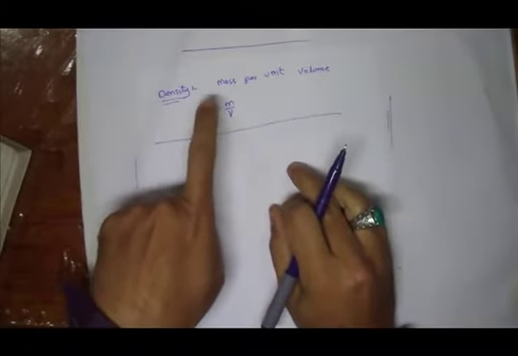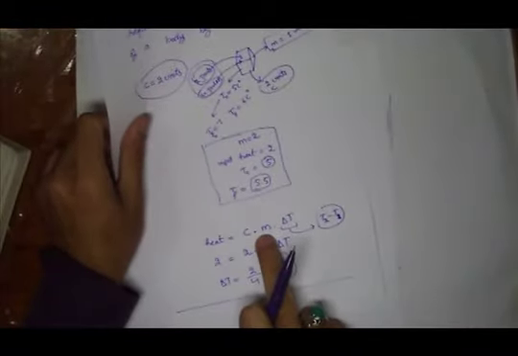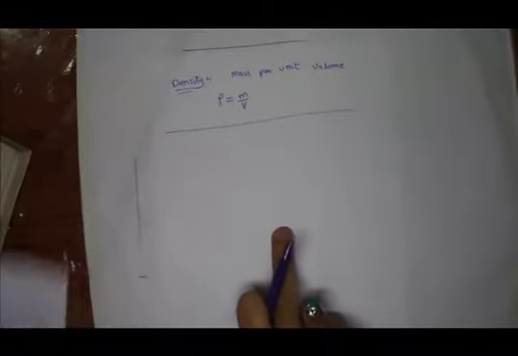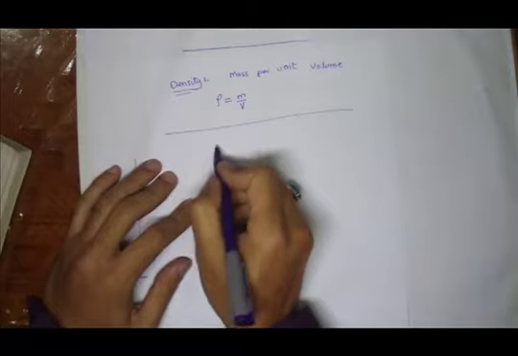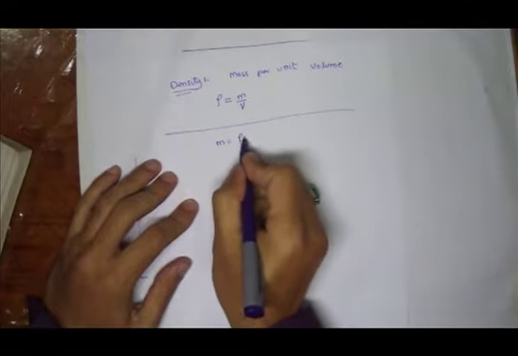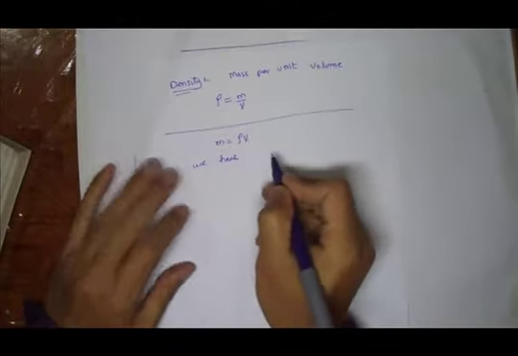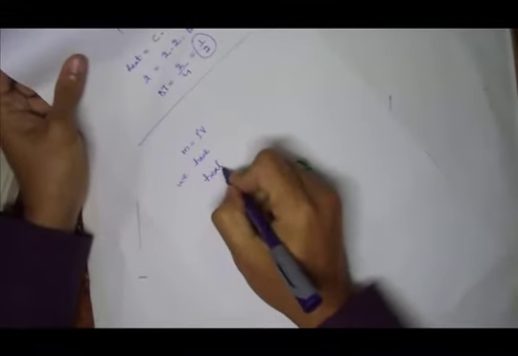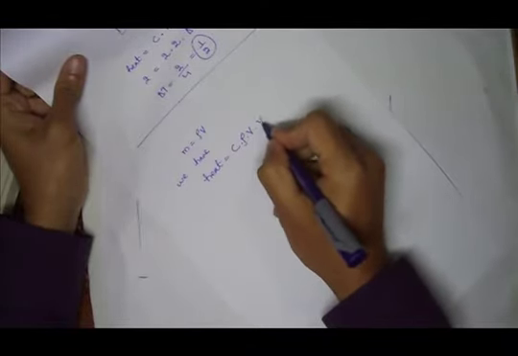We can also plug the definition of the density into the previous relation. Using the value of mass from this equation, mass is equal to rho into volume, this equation will become heat is equal to C multiplied by rho multiplied by V multiplied by delta T.